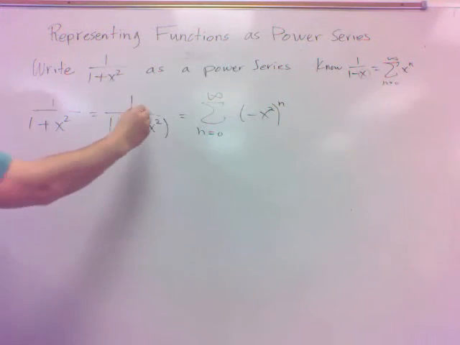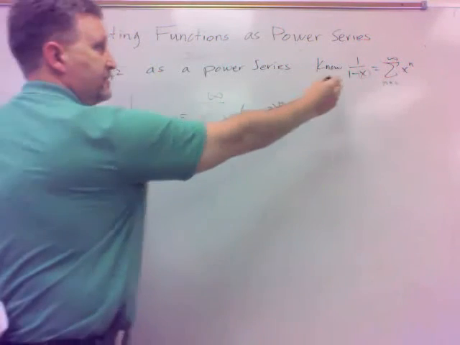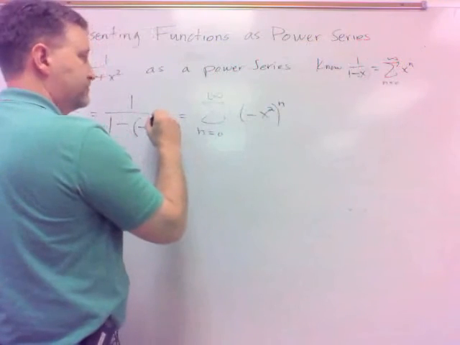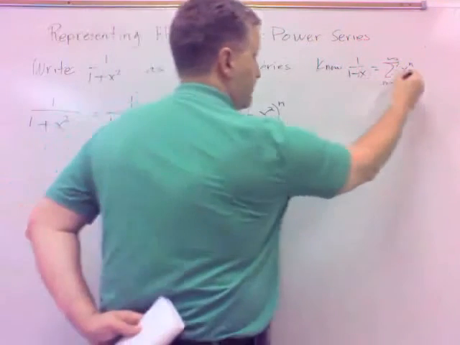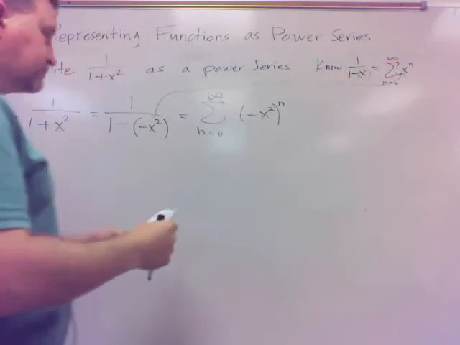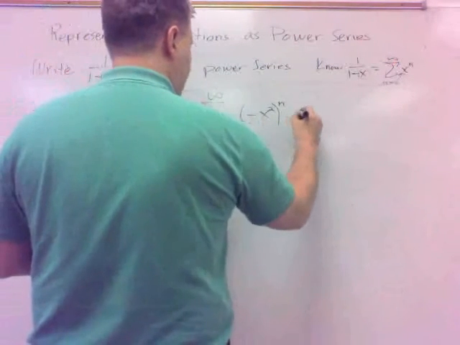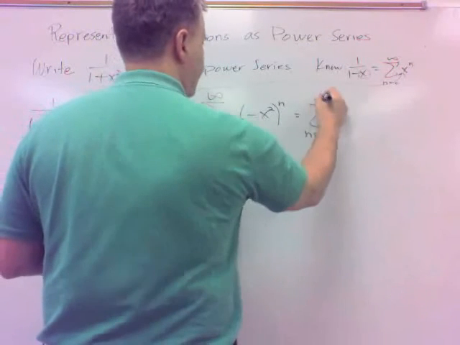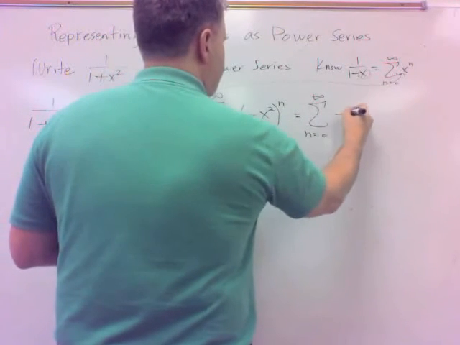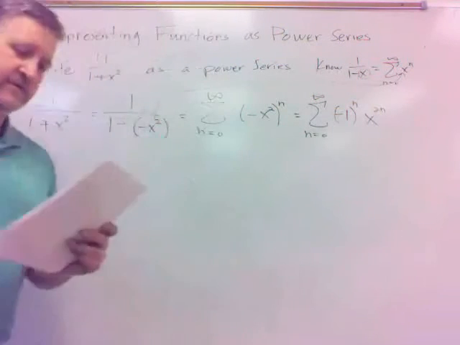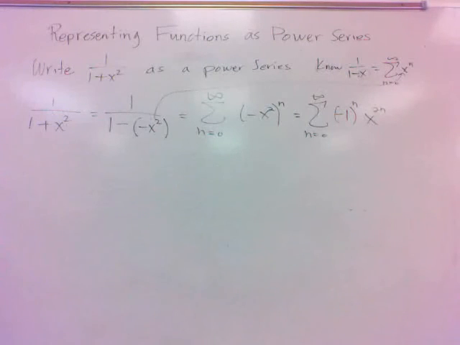I just replace, since minus x squared has replaced x, I replace x by minus x squared right there too. Which is pretty much it. Let's clean it up a little bit. Couldn't I say that's the sum from n equals 0 of minus 1 to the n, x to the 2n? For whatever reason, they'll prefer, I guess, that format.